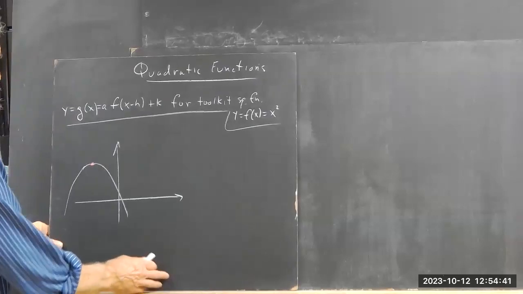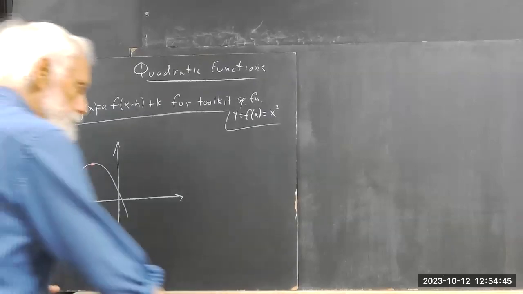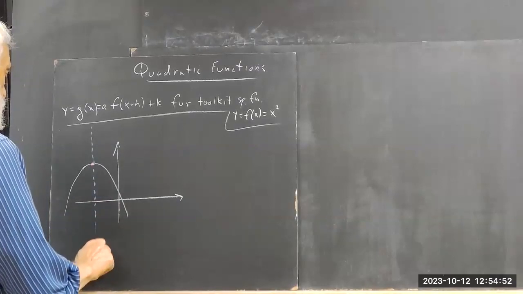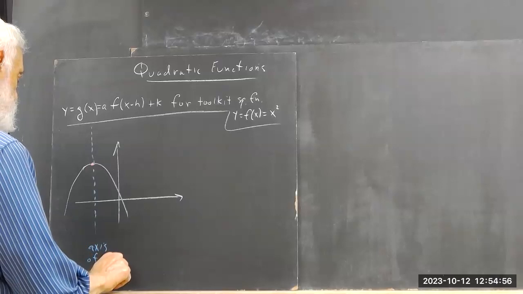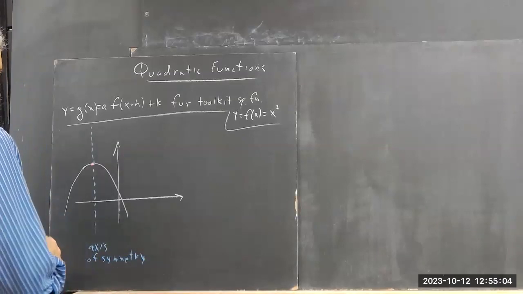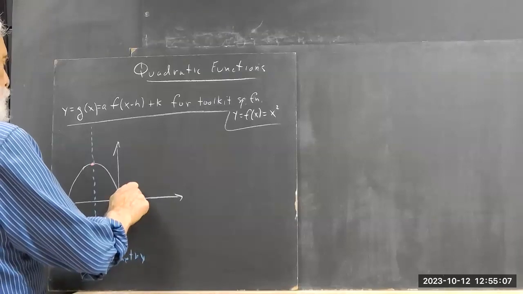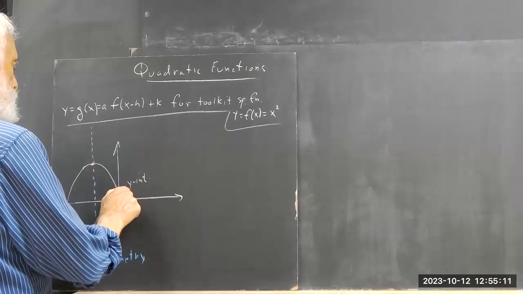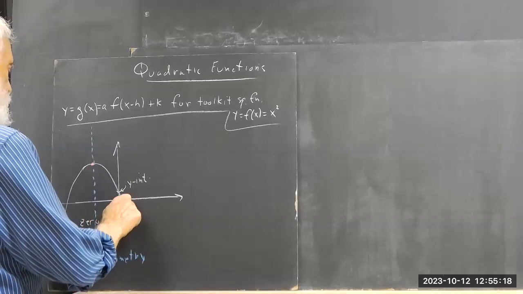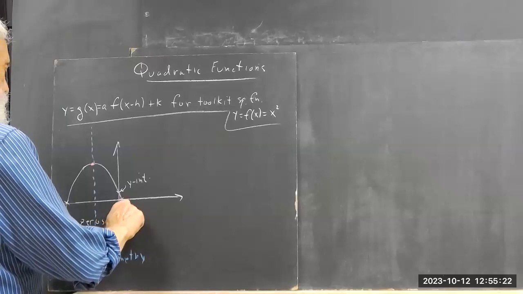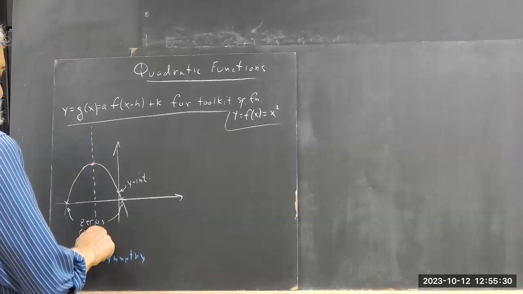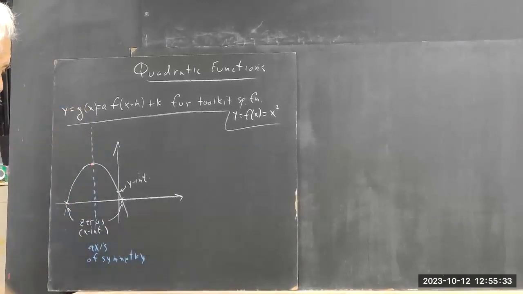Okay, so here we have it. We have a graph. We have an axis of symmetry. We have a y-intercept. And we have zeros, or x-intercepts, where the graph crosses the x-axis.